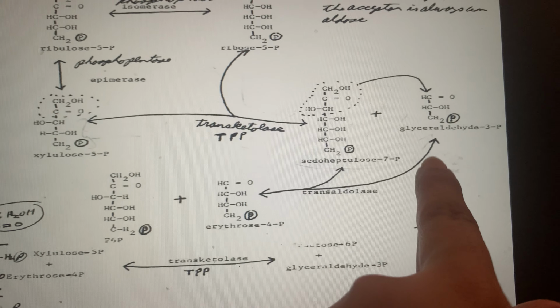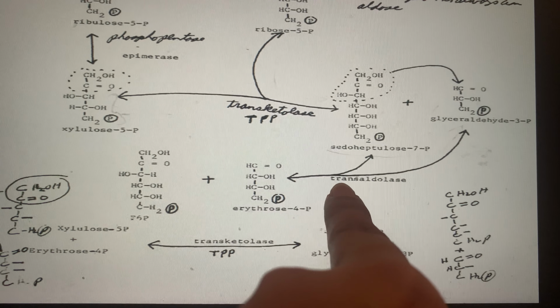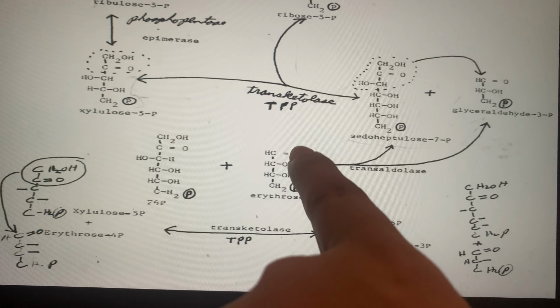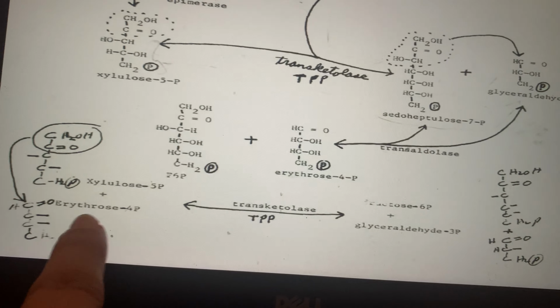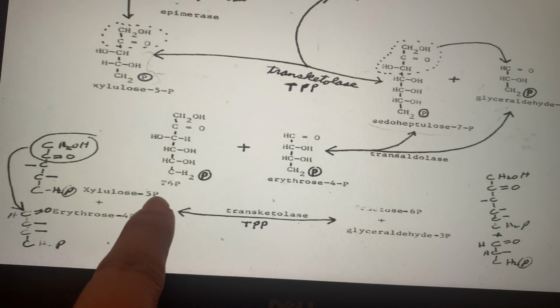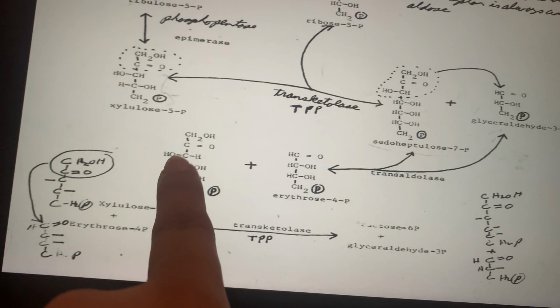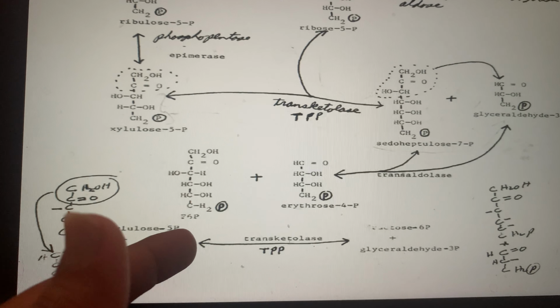When these two structures, glyceraldehyde 3-phosphate and sedoheptulose 7-phosphate, join in the presence of transaldolase, they produce erythrose 4-phosphate, a 4 carbon compound with an aldehyde group, and another ketonic compound, fructose 6-phosphate. Again, this is produced. Like this it is reversible as well, and 3, 4, 5, 6, 7 carbon containing compounds are produced.